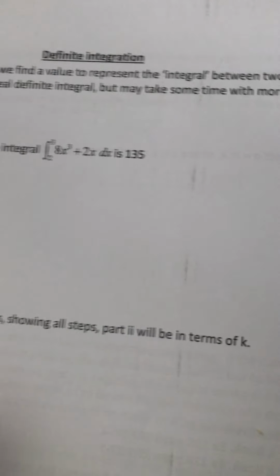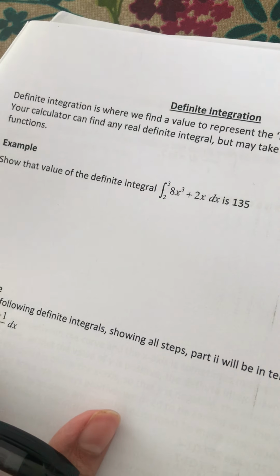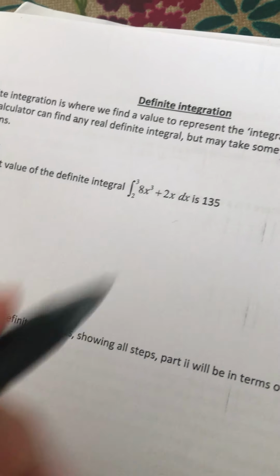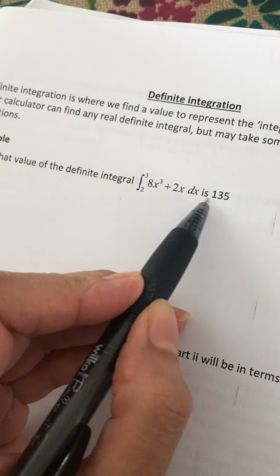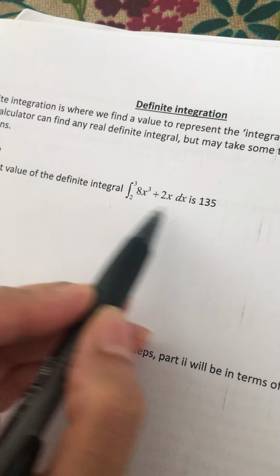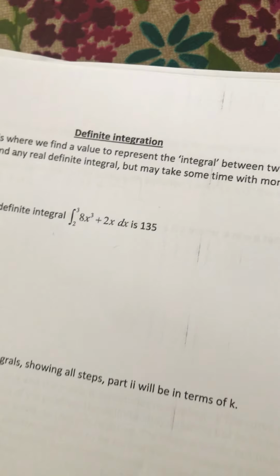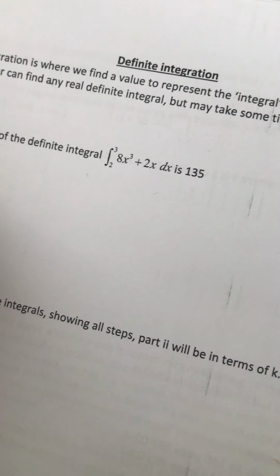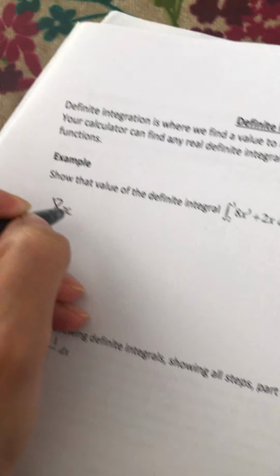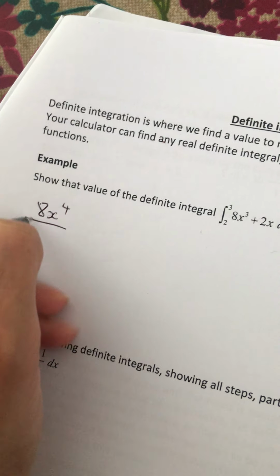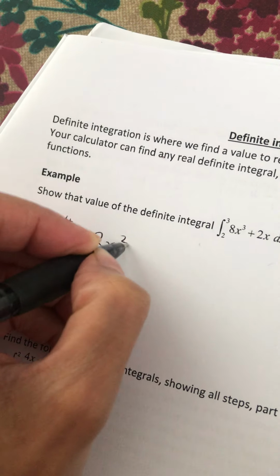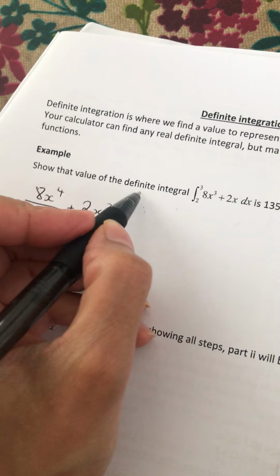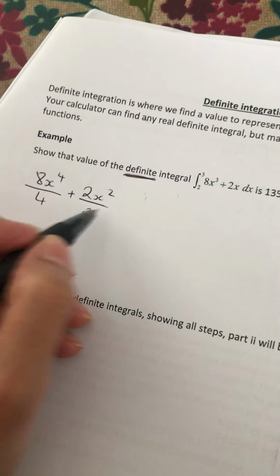Okay, so here, show that the value of the definite integral 8x cubed plus 2x integrated with respect to x between the limits of 2 and 3 is 135. Okay, so the first thing you do is what you've been doing before, which is you integrate. So if you integrate, you would get 8x to the power 4 over 4 plus 2x squared over 2. And here, because this is definite integration, you do not put plus c.